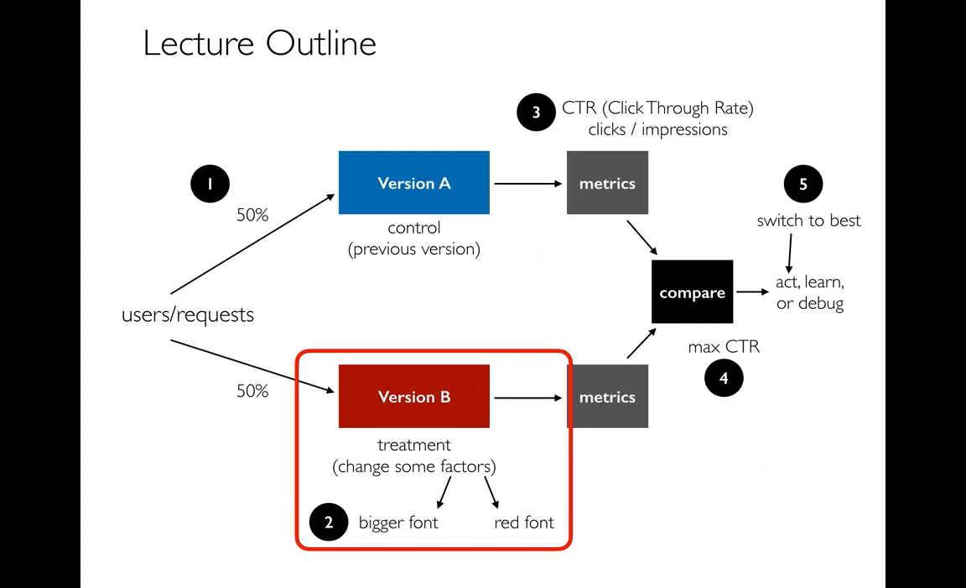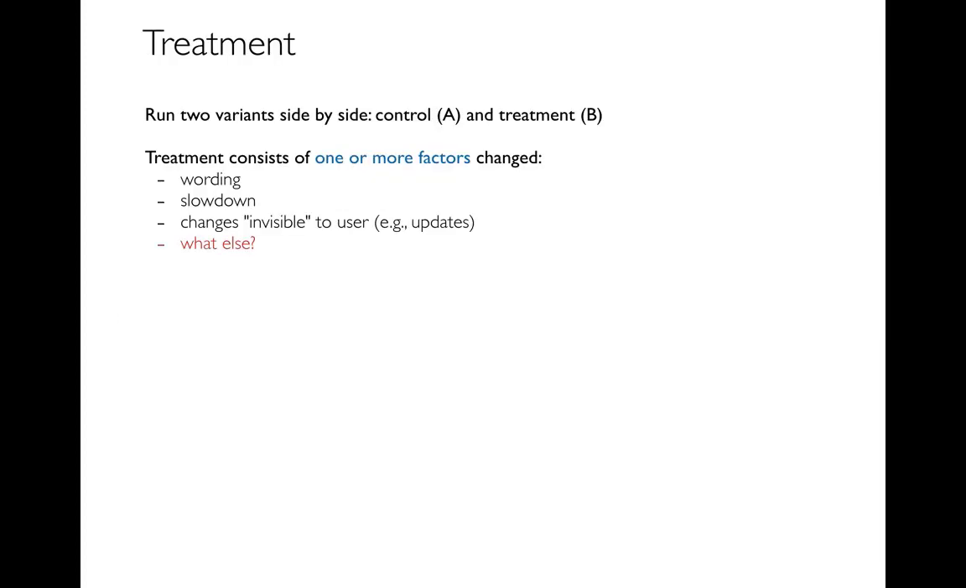All right, so that was metrics. Let's talk a little bit about treatment. What exactly are we changing in version B? Are we making the font bigger, a different color, whatever, right? So we're always going to be running these two variants side by side. One we call the control, or A, and then the treatment, or B. And both of these actually consist of one or more factors that we changed.